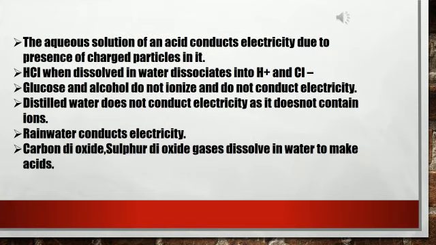Now let's look into the theoretical part of the experiment which we have just seen. That is, aqueous solution of an acid conducts electricity due to the presence of charged particles in it. In the first experiment we have taken HCl. HCl, when it is dissolved in water, will break up into H+ and Cl- ions. These H+ and Cl- ions are the ones which are conducting the electricity.